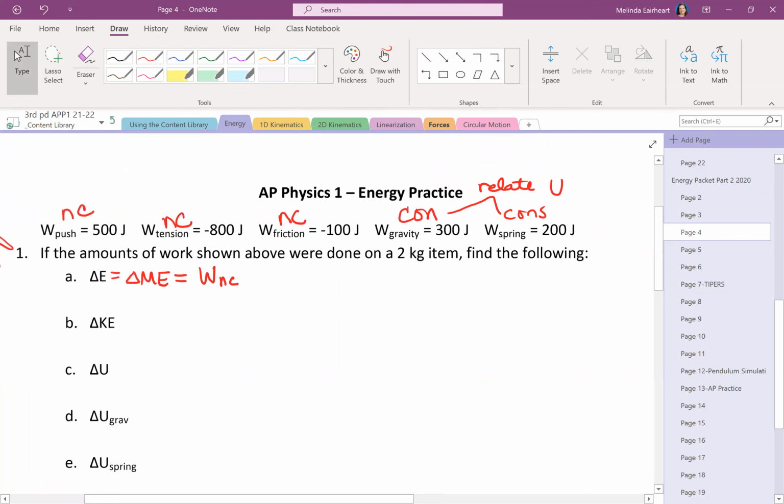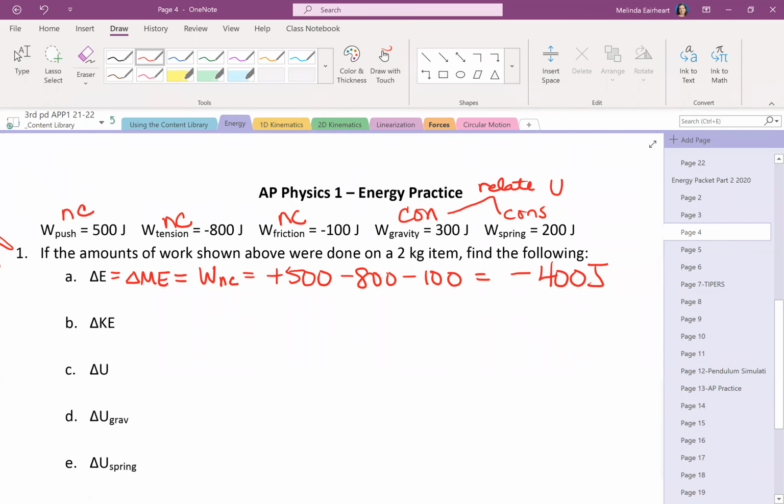And so that's the quick way of remembering who's what. And so to answer part A, we need to sum up, so kind of sigma, but we're summing all the non-conservative works. And so I'd have a positive 500 plus a negative or minus 800 minus 100, which gives us a negative 400 joules. So that's the answer to A.